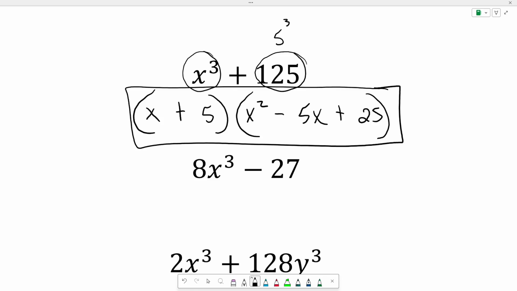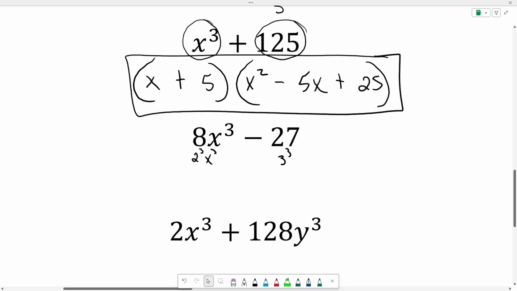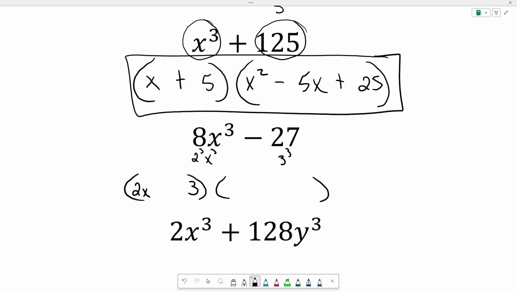We could do the same thing even when we get to problems that have all these other numbers in them. So this one right here, this is really 2 to the third power and x to the third power. This one is 3 to the third power. So I make my binomial and my trinomial. My binomial, I'm going to put 2x at the first part. I put a 3 at the second part.